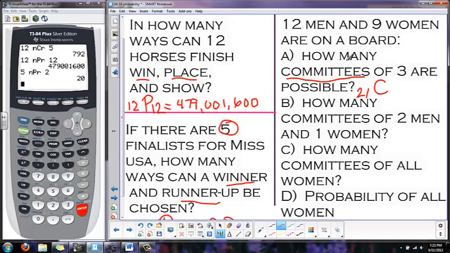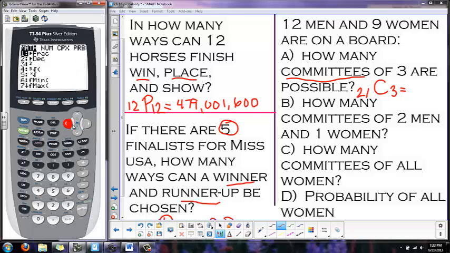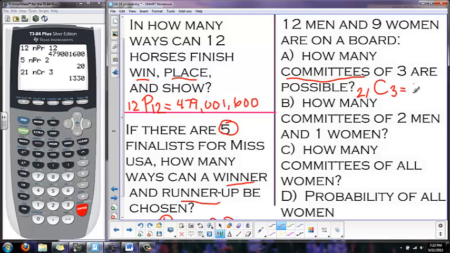So how many committees of 3 are possible? We have a group of 21 people, but we only want to pick 3 of them. So let's see how many that will give us. 21, math. We're going to do combination this time. 3, hit enter. 1,330 different ways that we can make a committee.